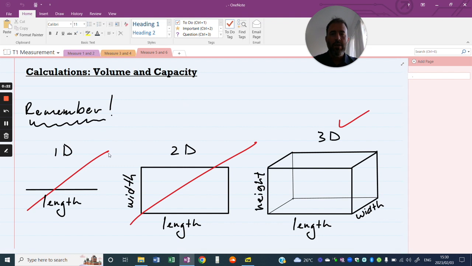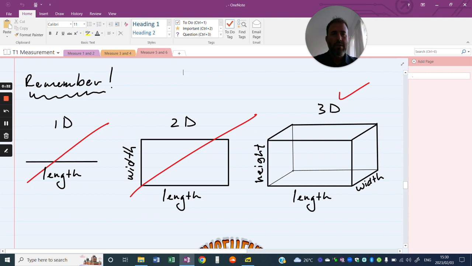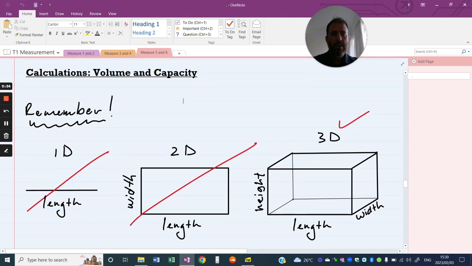We've covered one dimension, length, for example. We've covered two dimensions, which is area. And today we're going to have a look specifically at three dimensions. I've got a rectangular prism in front of us, and we can see the three dimensions there. We've got height, length, and width in this rectangular prism, and that gives us three dimensions, hence the letters 3D.